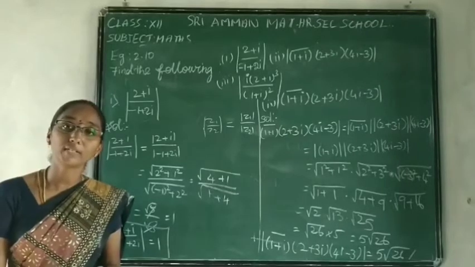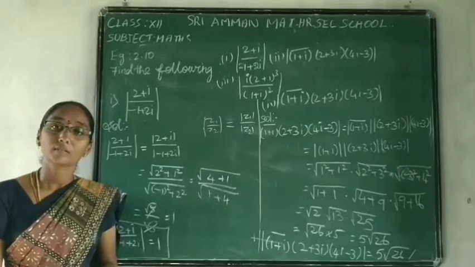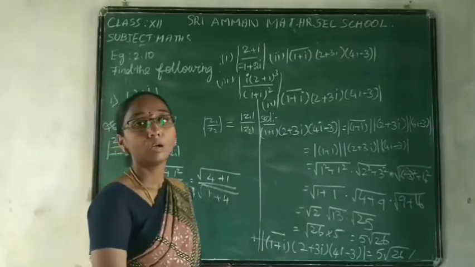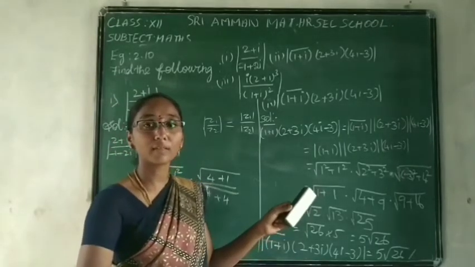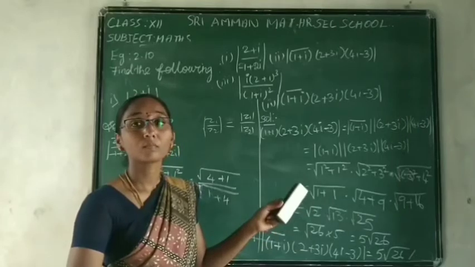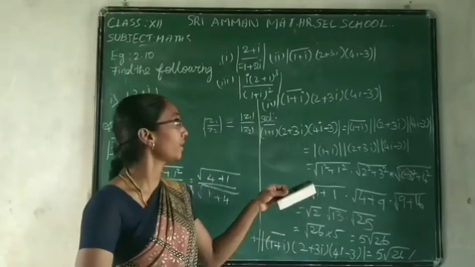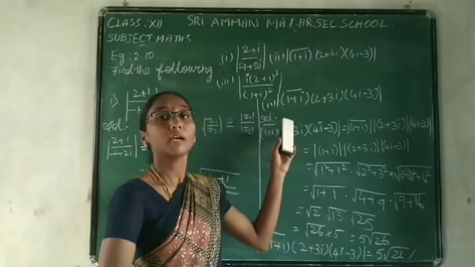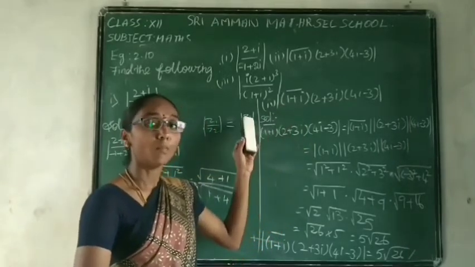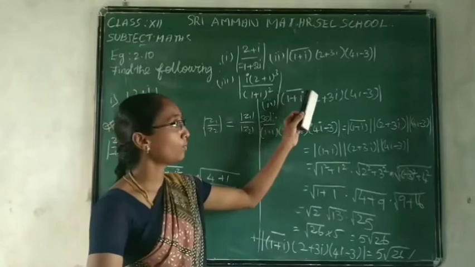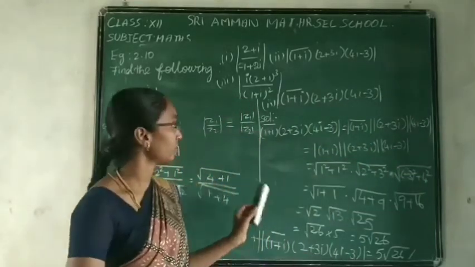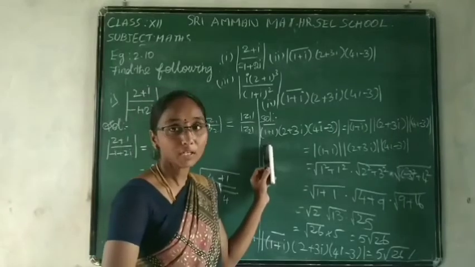Okay, do you understand this question? Shall I move to the third question? Do you want one more explanation for this question? Okay, I say again: we want to find the answer for modulus of (1 plus i) whole bar into (2 plus 3i) into (4i minus 3). So I write the question on the left hand side.